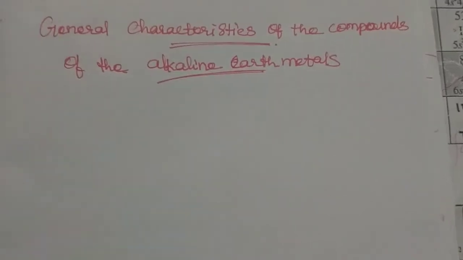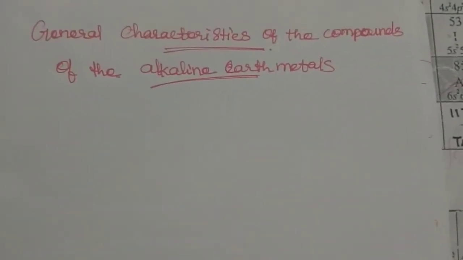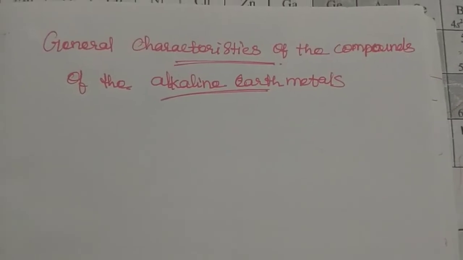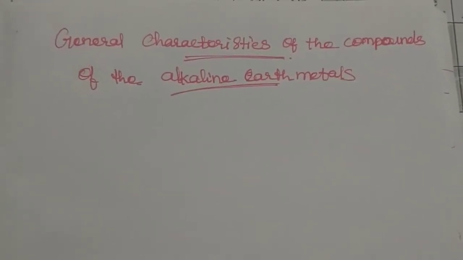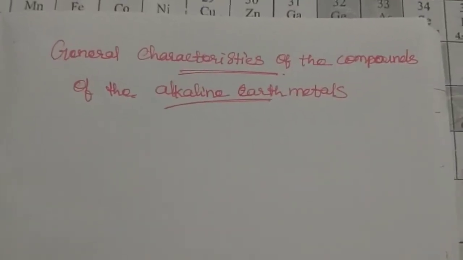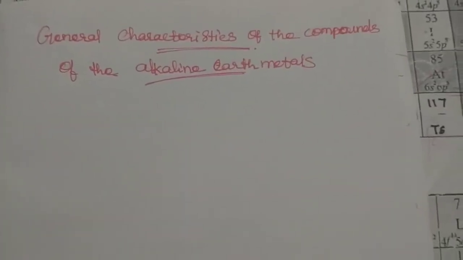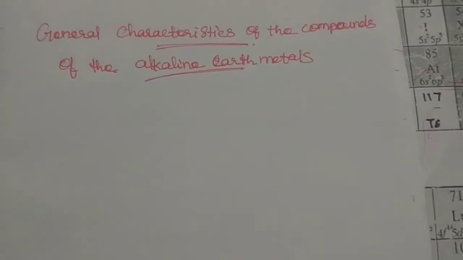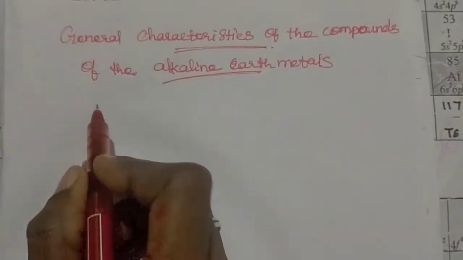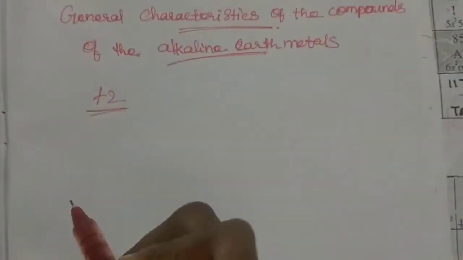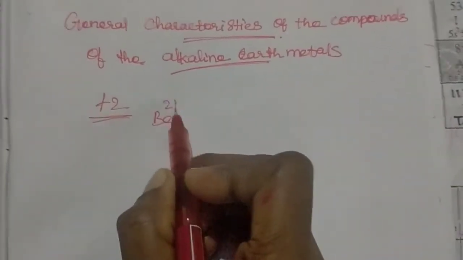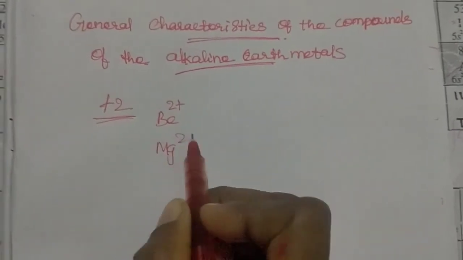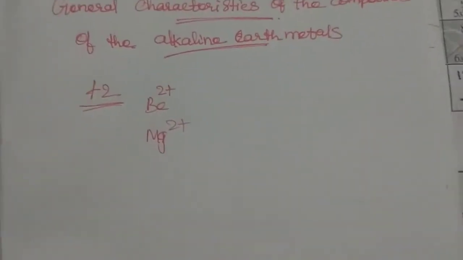Good afternoon, dear students. Today in class we are going to discuss the general characteristics of the compounds of the alkaline earth metals. Generally, alkaline earth metals form dipositive compounds. Dipositive means plus two, so beryllium 2+, magnesium 2+. So, they are dipositive compounds.